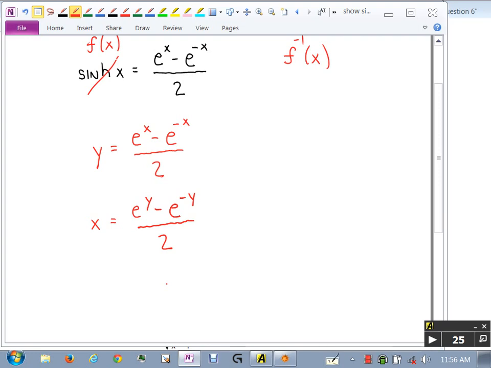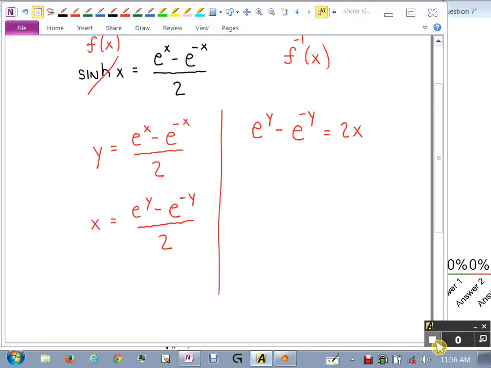So how do you solve for y here? What's your first instinct here? Multiply both sides by 2. All right, I like that. So let me change the order a little bit. e to the y minus e to the negative y equals what? 2x. All right, let's take a little vote here. Are we good up to this point?